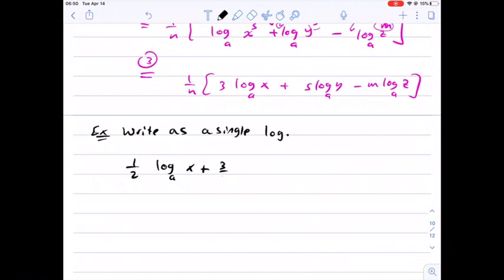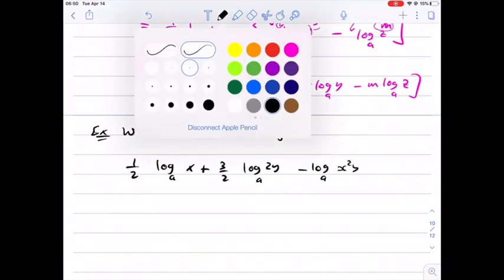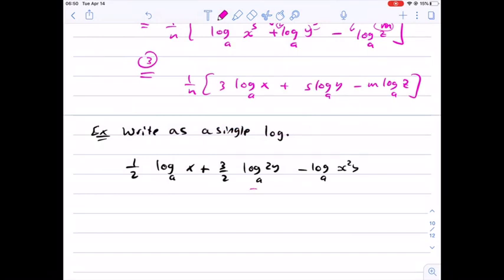For example, if we have 1/2 log base a of x plus 3/2 log base a of 2y minus log base a of x squared y, then we need to combine these. We need to write just a single log. So let's start from the coefficients. We need to bring them up here.